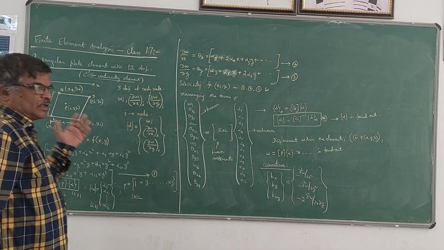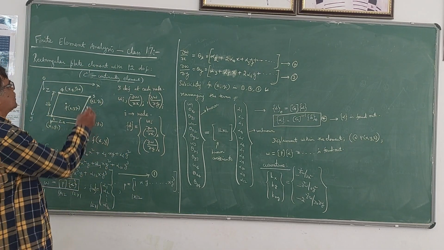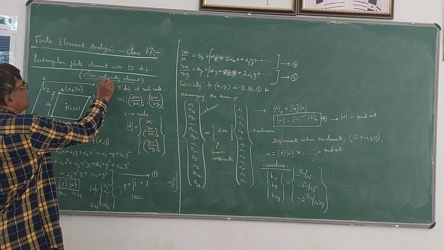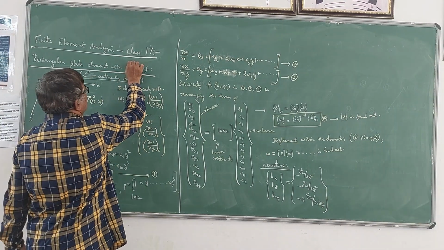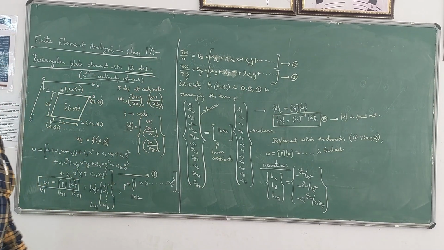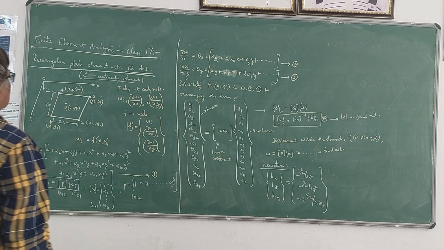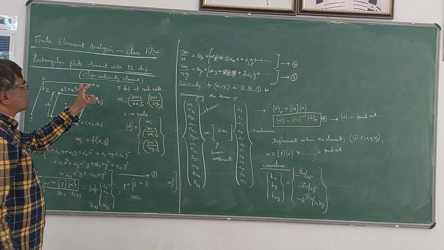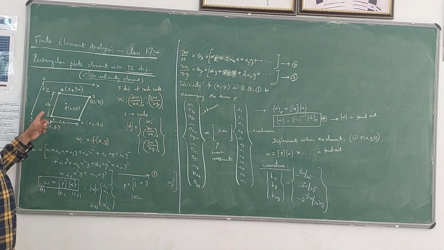So we will discuss a rectangular plate element with 12 degrees of freedom, which is also a C1 continuity element, which we have with different types of elements used in plate analysis, C2, C1 and C0 elements. So if the rectangular plate has 12 degrees of freedom, that means 3 degrees of freedom at each node.